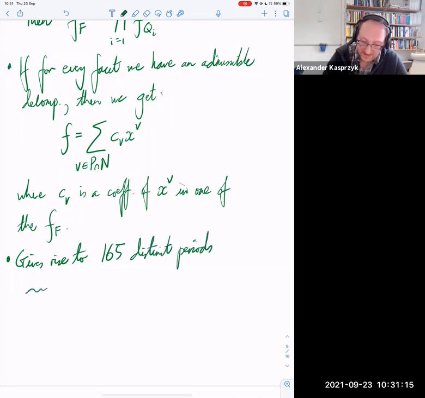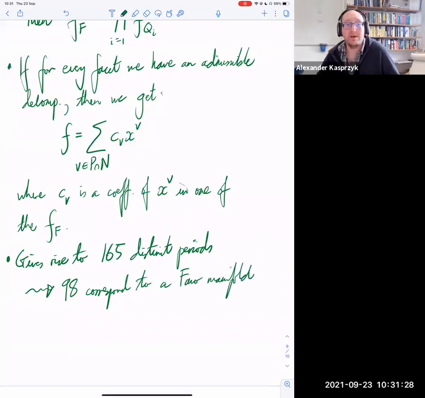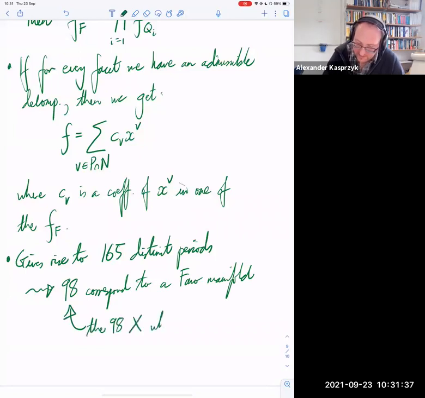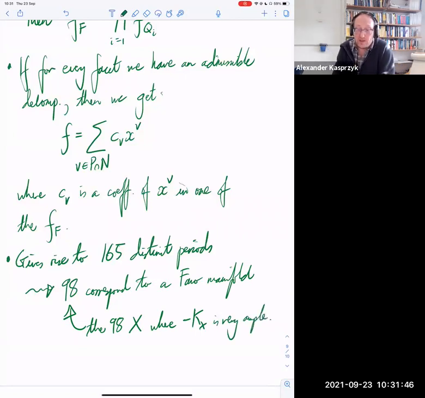Okay, and these correspond, so of these, 98 correspond to a Fano manifold. In fact, it's not just any Fano manifold. In fact, this is precisely the 98 X where minus K is very ample. So it's pretty good. You know, it does a really good job.